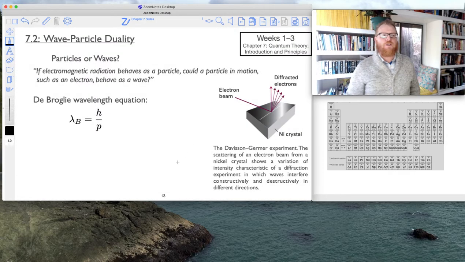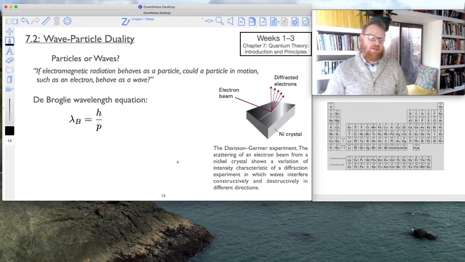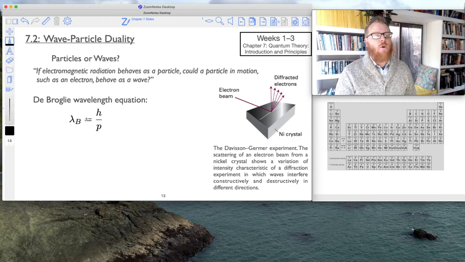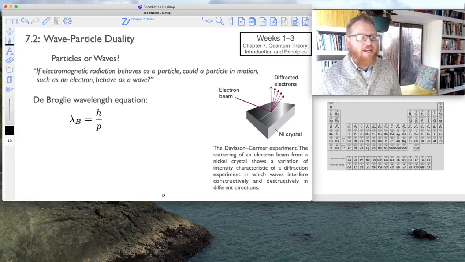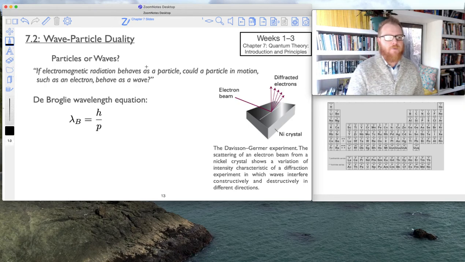Okay, moving forward. I want to describe the application of electron waves. So, before I describe the application, I'm going to describe more about electron waves. De Broglie, a very famous quantum mechanicist, a very young man as well in the 1920s, came up with this equation. If electromagnetic radiation, so that's light, behaves as a particle, could a particle in motion, such as an electron, behave as a wave? And as it turns out, the answer is yes.